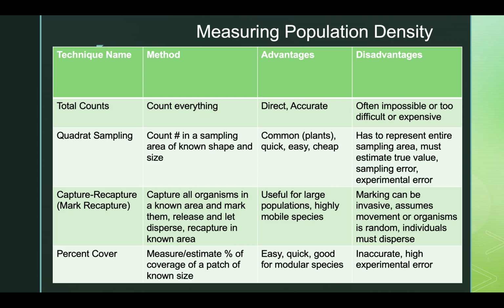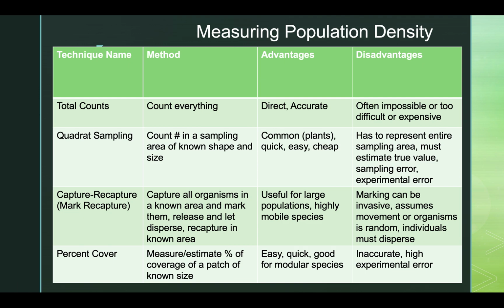This can be really good for species that don't move or that are easily defined, although as we know, it can be inaccurate and have high experimental error because it really depends on a personal assessment of what you think the percent cover is, which can really vary from person to person. So again, these are 4 ways that we can measure population density.